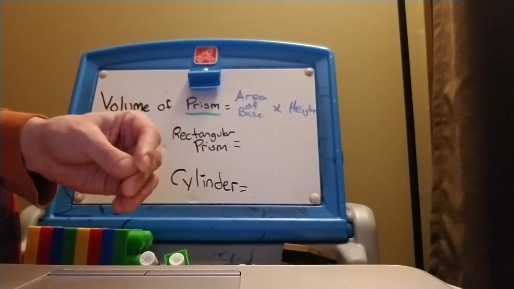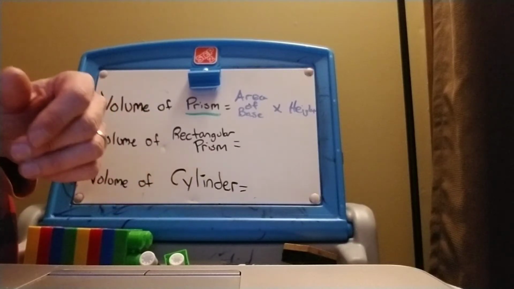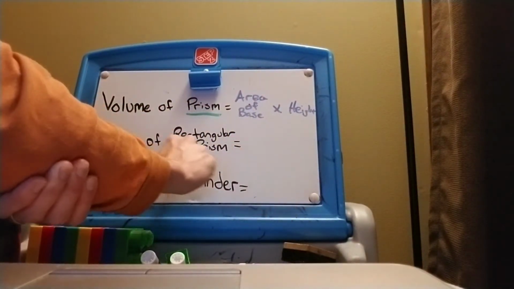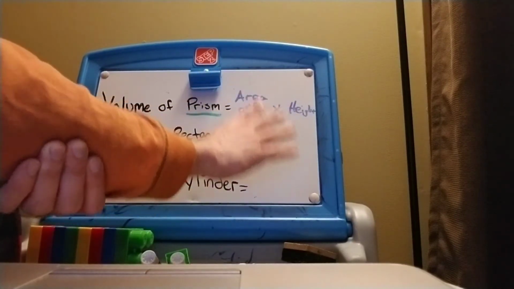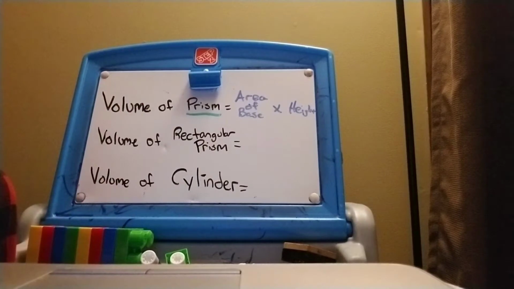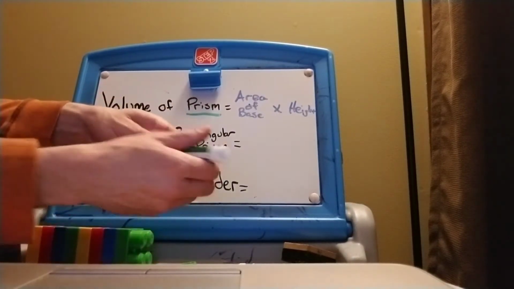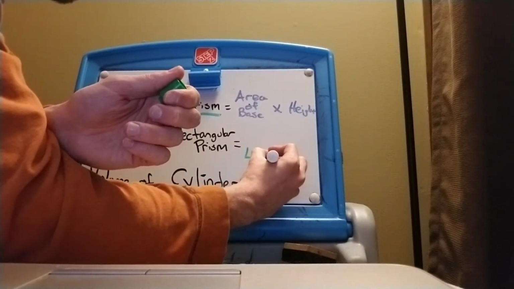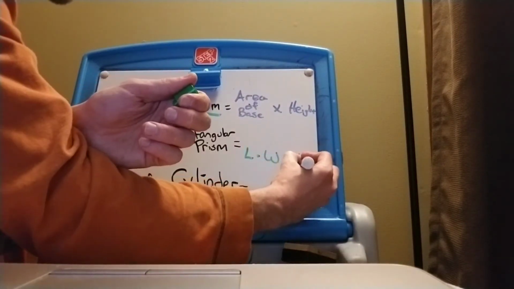So the first one I want to go into, and we'll do an example together, is the volume of a rectangular prism. Now I know that there's people already out there saying you've been doing volume of rectangular prisms, you have that formula down pat. You know that it's going to be length times width times height. And you know what? You're right. It is going to be length times width times height.